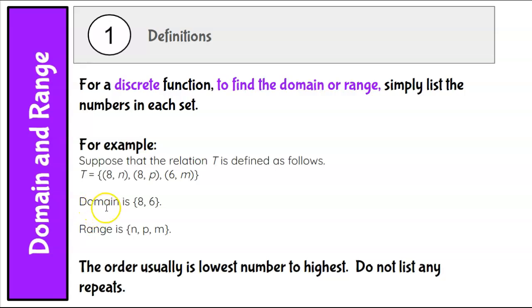Okay, so the domain is just 8 and 6. We don't list any repeats, so we wouldn't put 8 and 8 again, just 8 once and then 6. And it's usually lowest number to highest, but it doesn't really matter. And then the range is n, p, and m. You're just simply listing out the outputs, the second numbers in each set of ordered pairs.